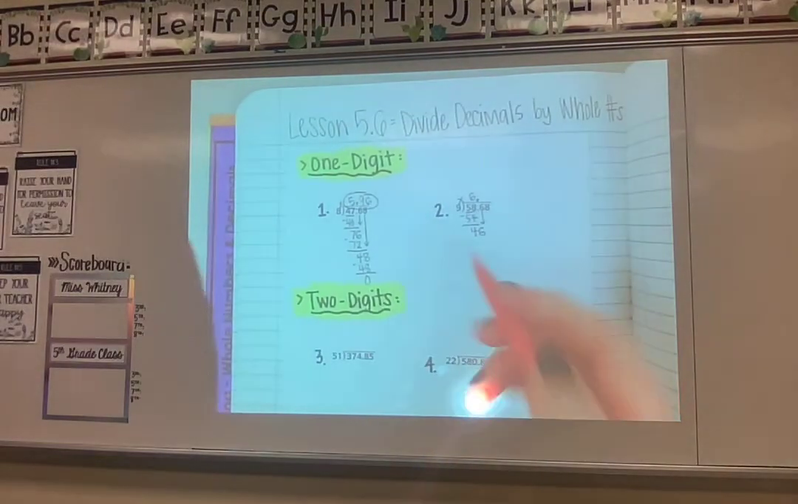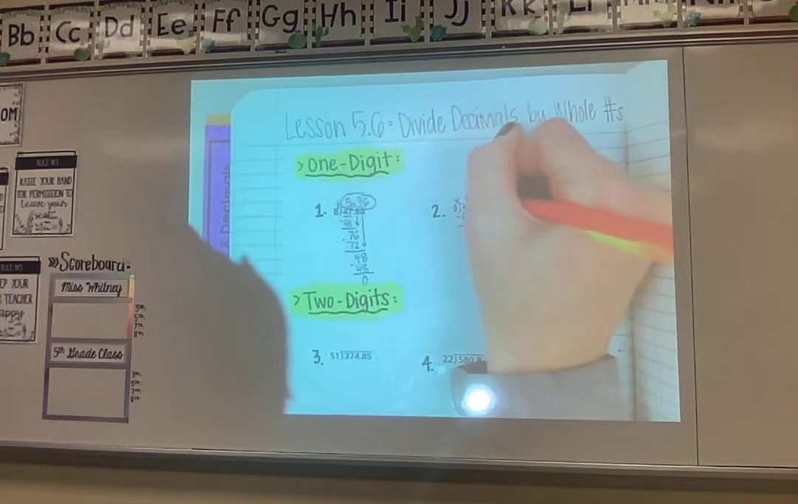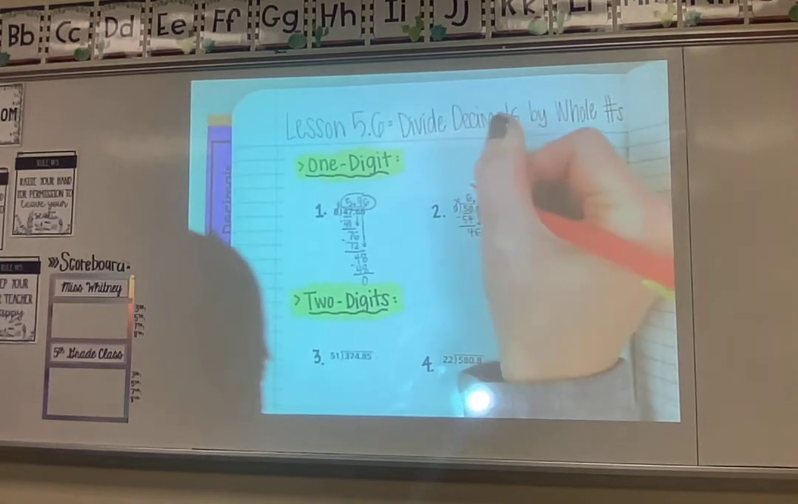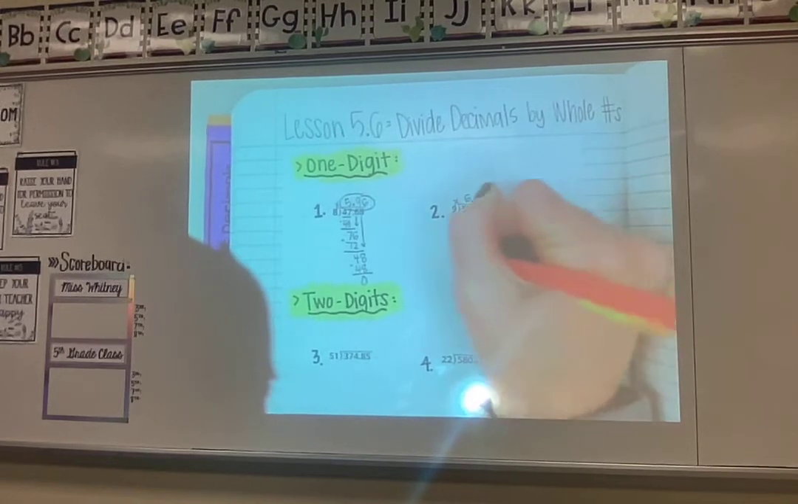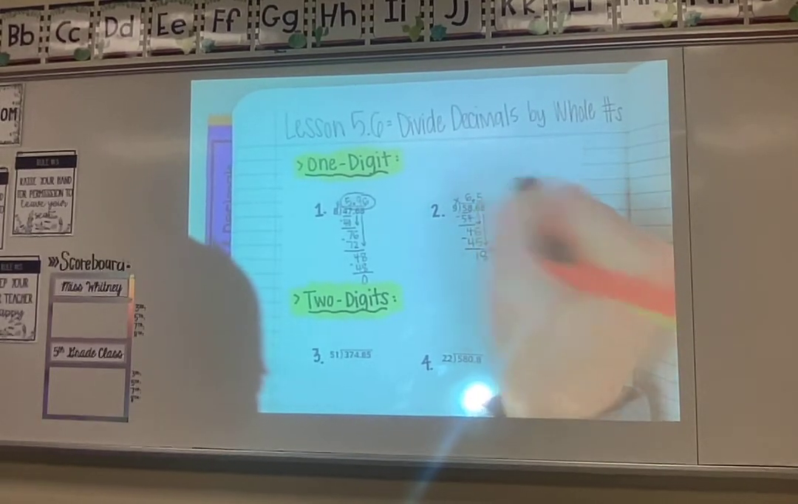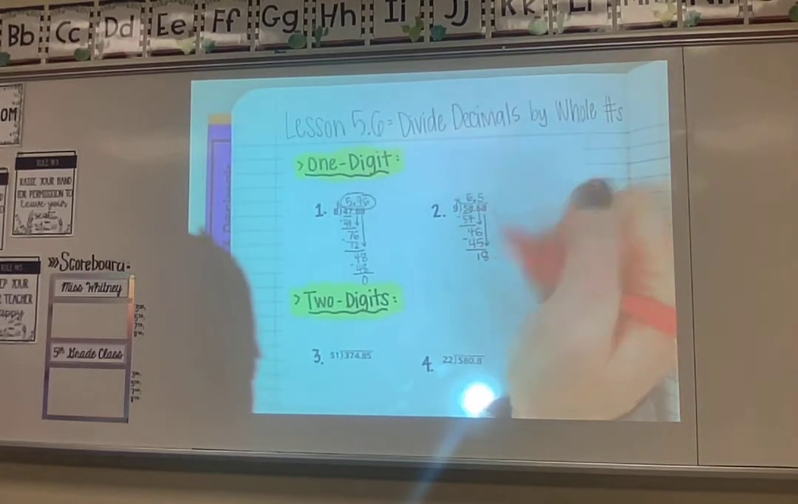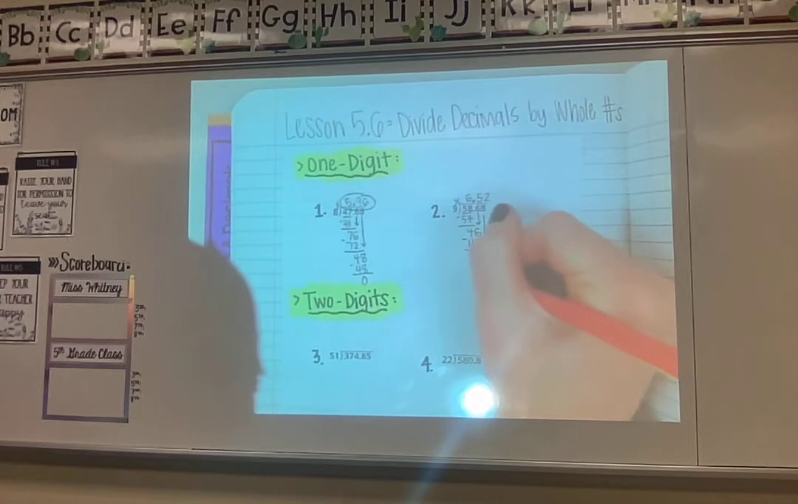How many 9s will fit into 46? That should be a 5. That must have been what I was thinking about. 9 times 5 is 45. Subtract, that's a 1. Bring down the 8, and I have to go again. How many 9s will go into 18? That would be a 2. 9 times 2 is 18, so when I subtract, that's a 0.